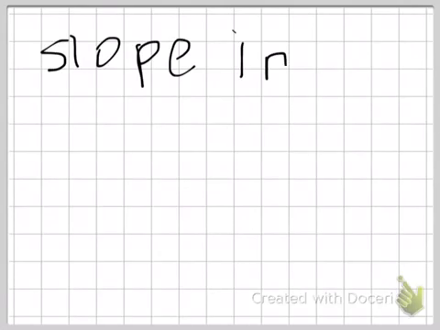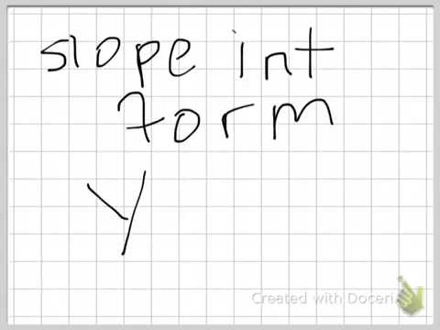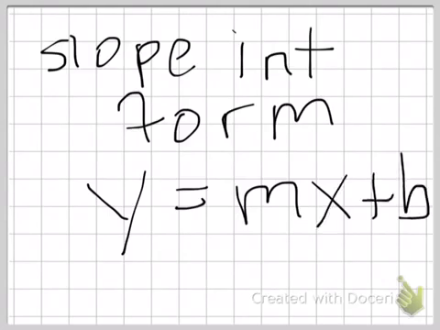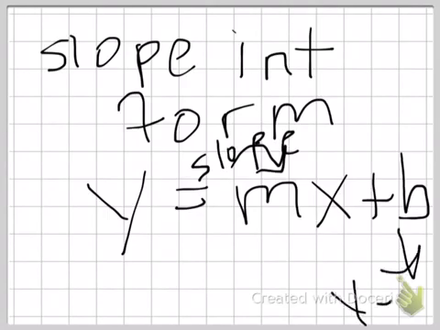Alright, so there are a lot of ways to create graphs. There are two ways that graphs are given to us. It can be written in what we call slope-intercept form, and that is y equals mx plus b. And the m is the slope, and the b is the y-intercept. A y-intercept is where the line crosses the y-axis.